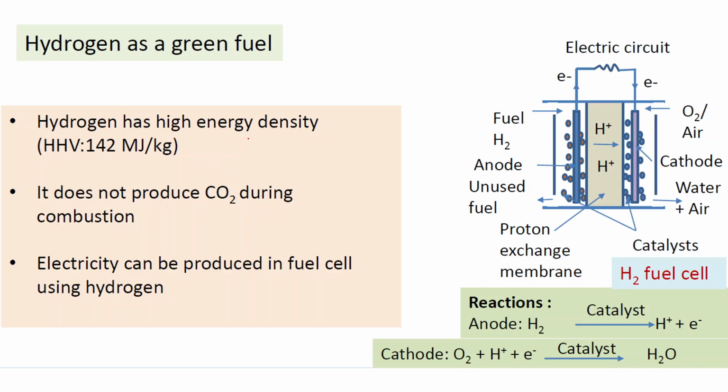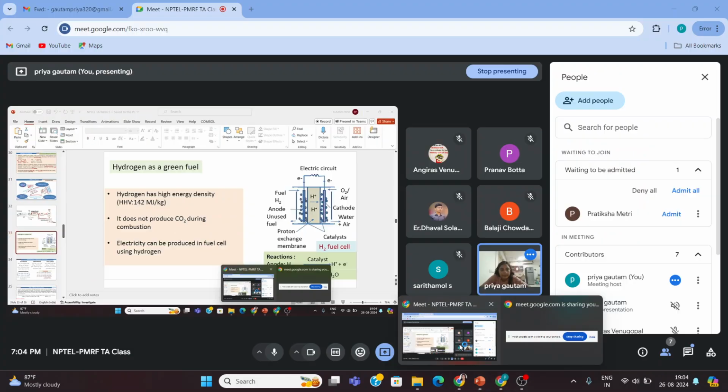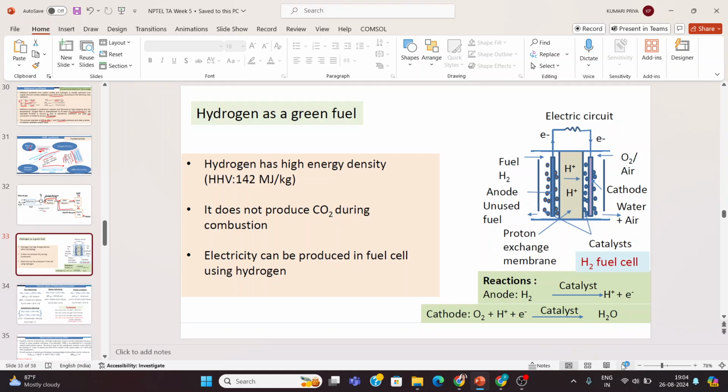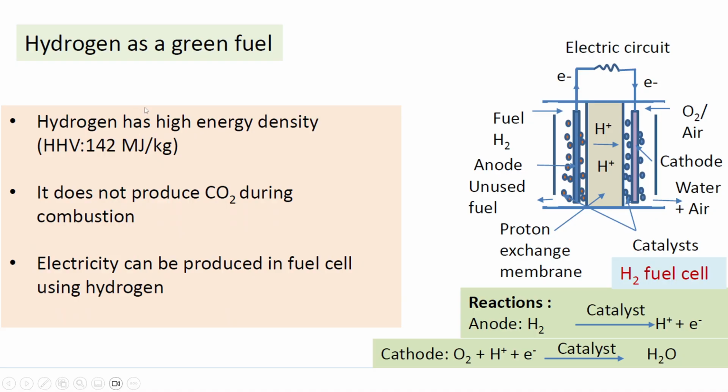As we know, hydrogen is becoming a very popular source of energy nowadays. Why is hydrogen a very good source of fuel? Because of its high energy density, with a higher heating value of about 142 megajoule per kilogram, and it does not produce carbon dioxide. So during energy production, there is no carbon dioxide emission.